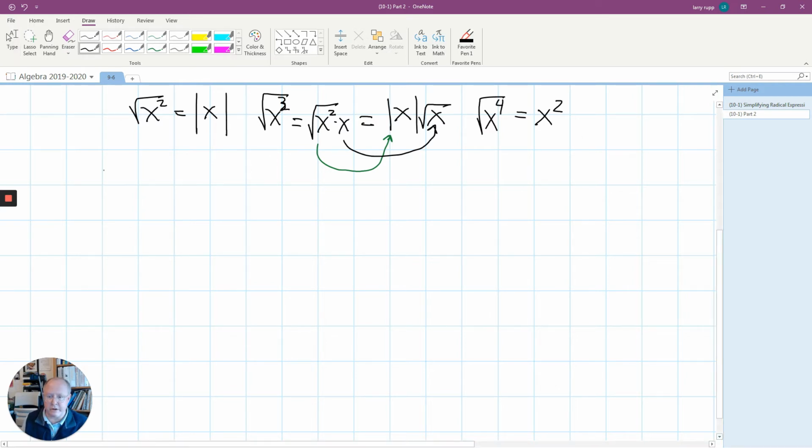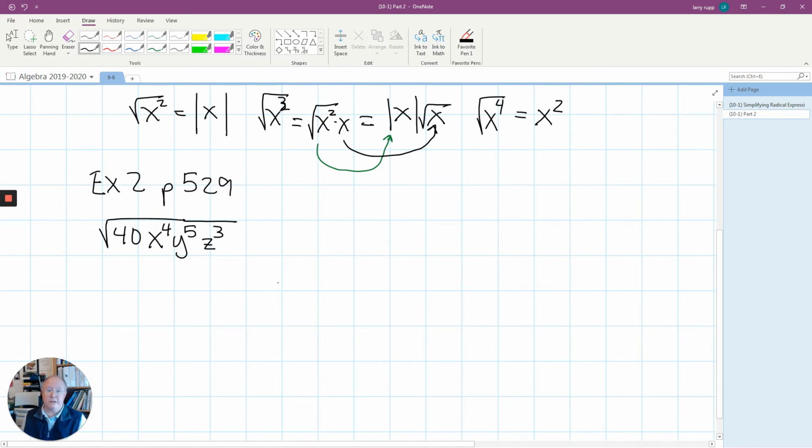Okay, so let's do an example of something like this. It's a little more complicated, but it's a little more fun. All right, so we're doing example 2 on page 529. And that says, to simplify this guy, the square root of 40 x to the fourth, y to the fifth, z cubed. Yes, I know, it looks ugly, but we'll take it apart.